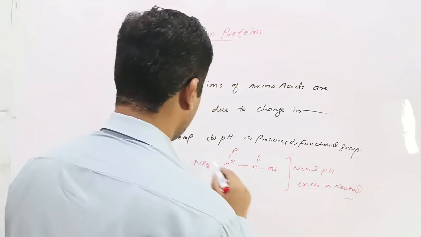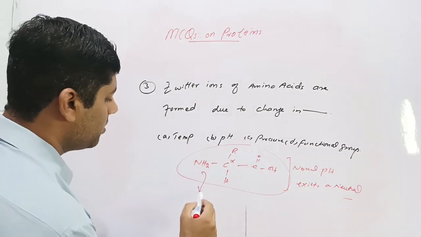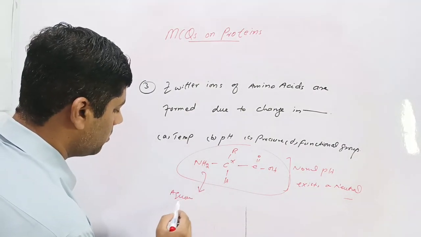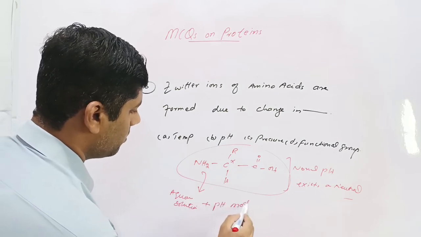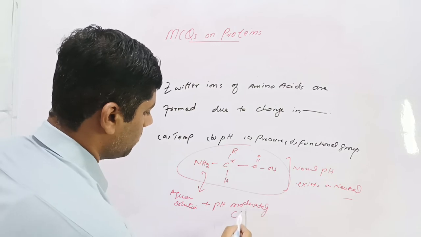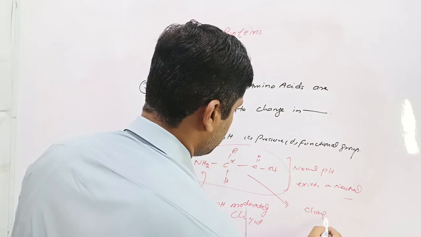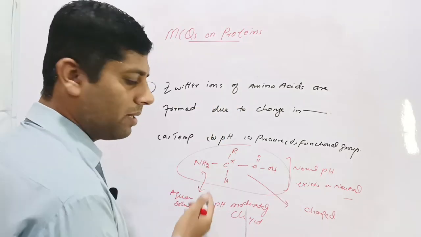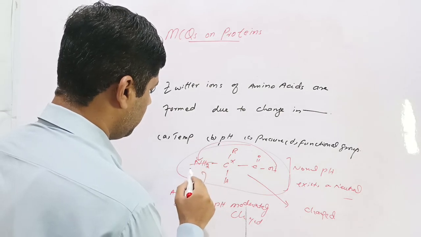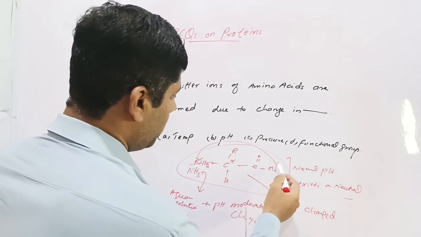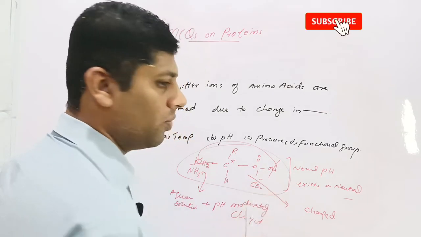At normal pH, the amino acid exists as a neutral molecule, but when it is dissolved in aqueous solution and the pH is moderately changed, then this amino acid becomes charged. For example, the amino group gets a hydrogen ion and becomes NH3+, while the carboxyl group loses a hydrogen ion and becomes CO2 with a negative charge.